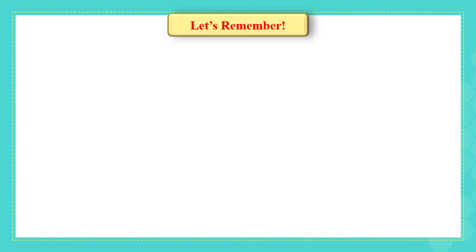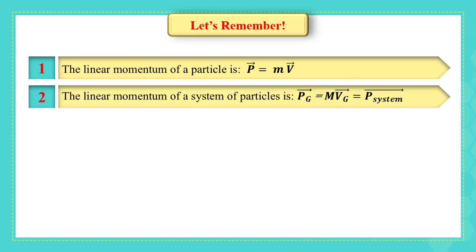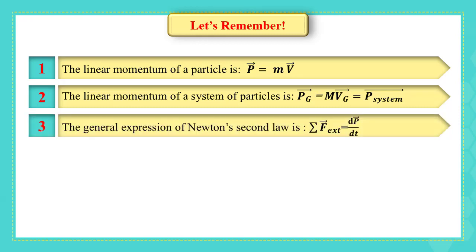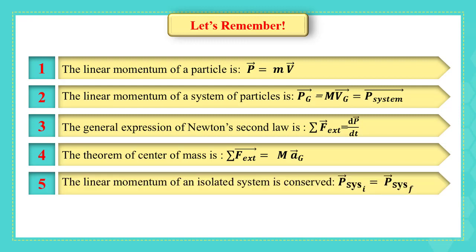We defined the linear momentum as p vector equals mv. We talked about the linear momentum of a system of particles: p of the center of mass equals the p of the system. The general expression of Newton's second law is the sum of forces equals dp by dt, and the theorem of center of mass is the sum of F external equals the mass times the acceleration of the center of mass. The last idea, which is important in our study: if the linear momentum of an isolated system is conserved, then the linear momentum initially of the system equals the linear momentum finally of the system.